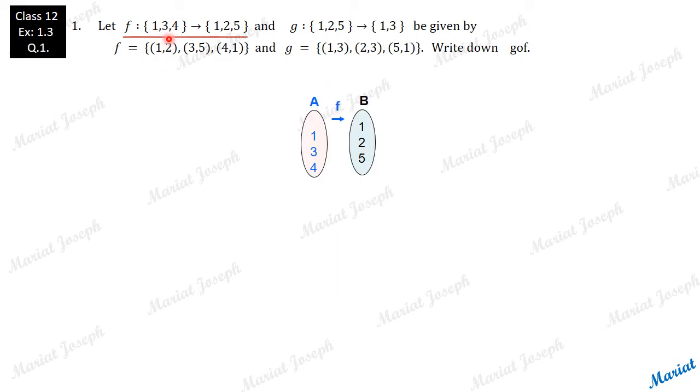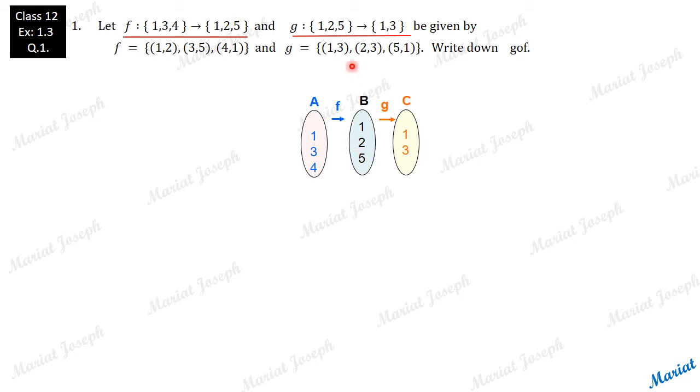F is a function defined from set A to set B. I call this set {1, 2, 3} set A, set {1, 2, 5} set B. This is f defined here. And g is a function defined from set {1, 2, 5} to set {1, 3}. Notice that these two sets are the same, that I am calling set B. So f is defined from A to B, g is defined from B to C.